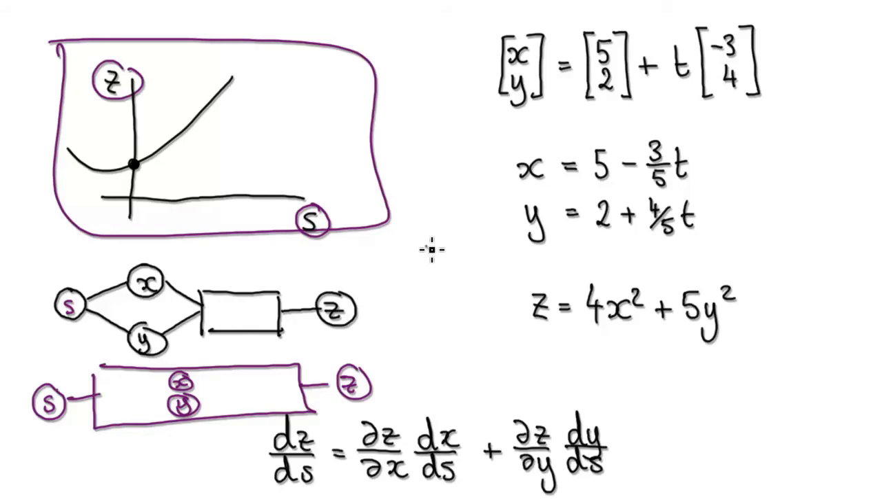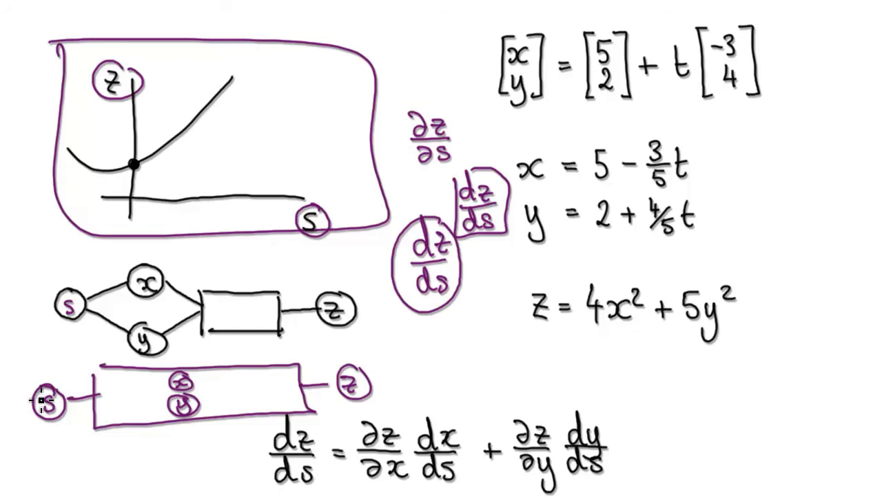But then I want to know dz by ds. So the question here is, looking at this, do I use the partial derivative of z with respect to s, or do I use the normal standard dz by ds? Do I use our normal standard d, or do I use partial? The answer to this is we should use normal d, because here you've got one variable coming in, and then it spits out one value.